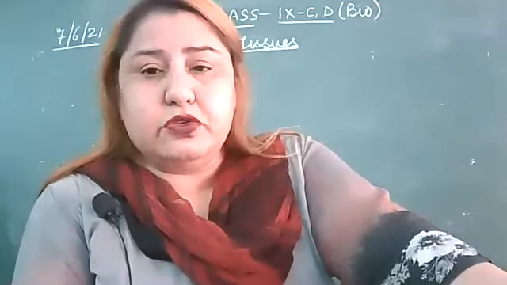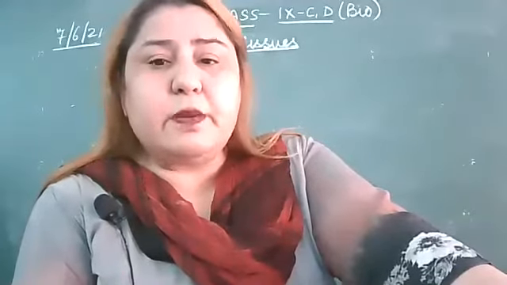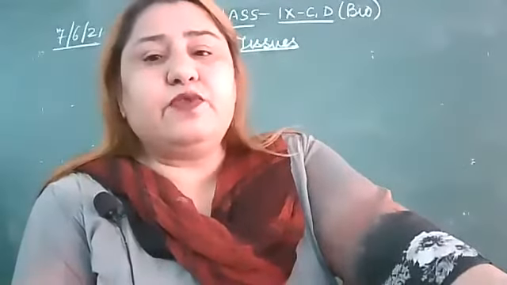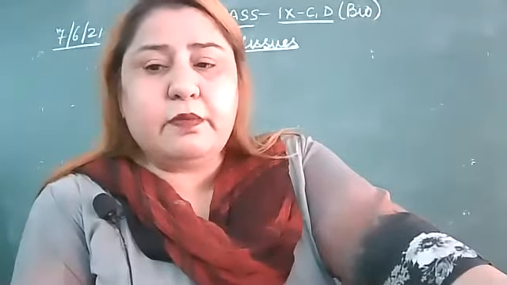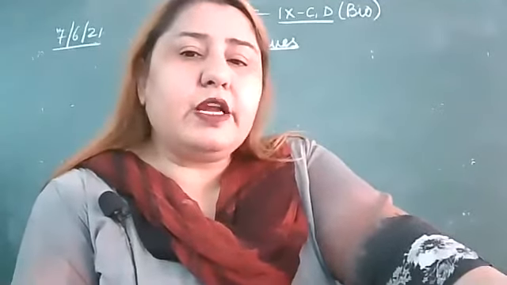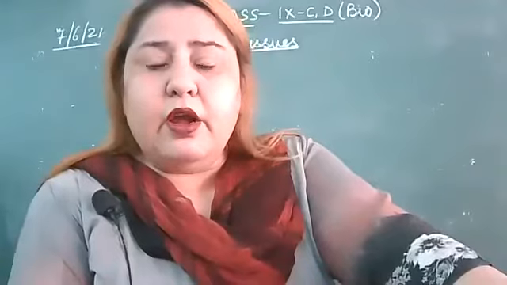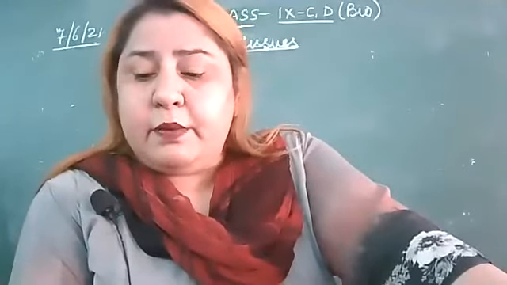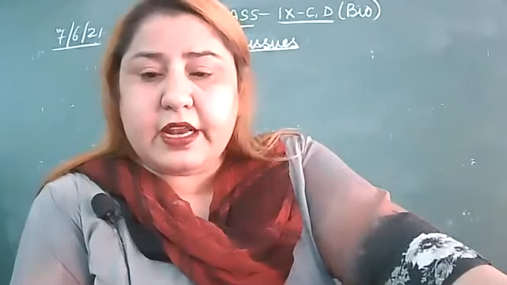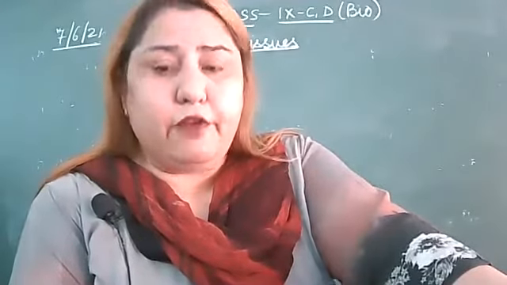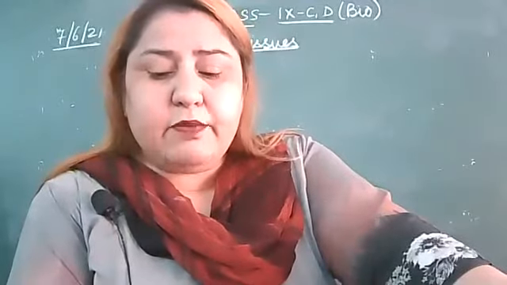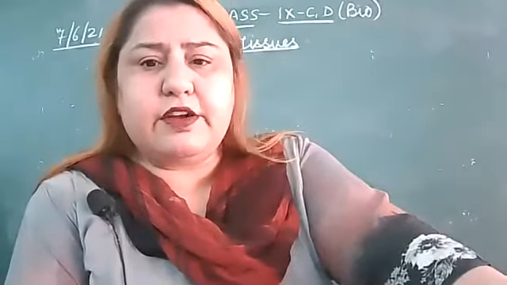And permanent tissues are divided into two types: simple permanent tissue and complex permanent tissue. Simple permanent tissue is divided into three types: parenchyma, collenchyma and sclerenchyma. Whereas complex permanent tissue is divided into two main types, that is xylem and phloem, right? This we had discussed. Under xylem we will discuss the different parts.